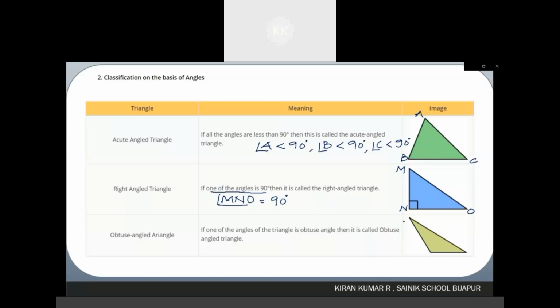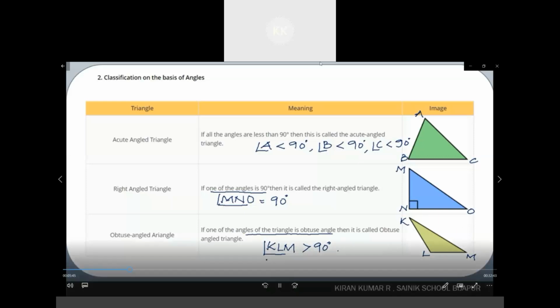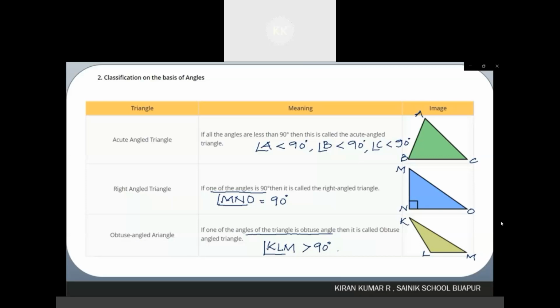Next in line we have the obtuse angled triangle. Here angle KLM is larger than 90 degrees. If one of the angles of a triangle is obtuse, then it is called an obtuse angled triangle. The angle measure will be more than 90 degrees. These are the types of triangles.